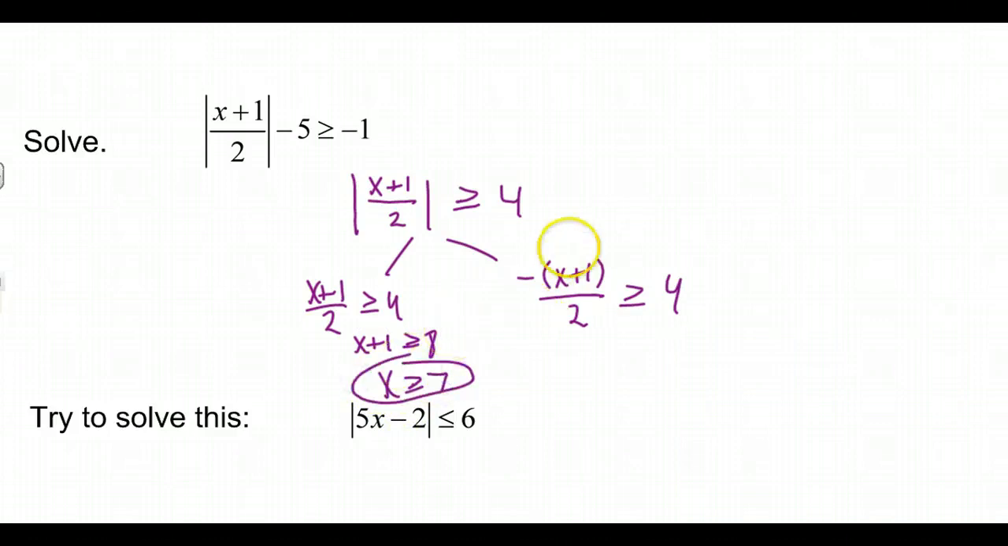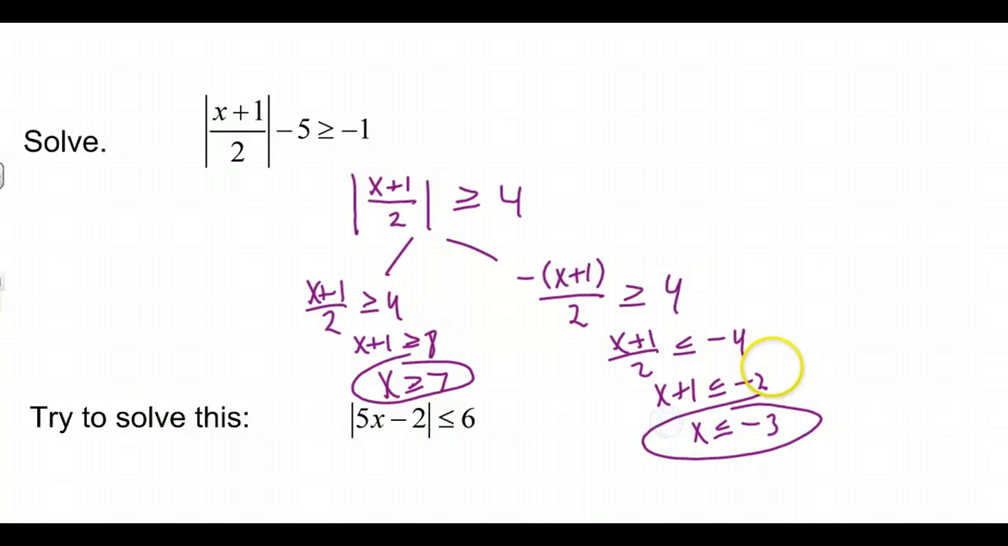Got it? Here, distribute the negative first probably, so you have x plus 1 over 2 less than or equal to negative 4. Had to flip the sign. Multiply by 2, you get x plus 1 less than or equal to negative 2. Subtract 1, you get x less than or equal to negative 3. And this is "or", so these will be connected by the word "or" here. So we're saying x is greater than or equal to 7 or x is less than or equal to negative 3.